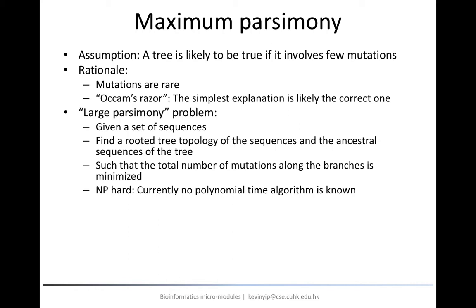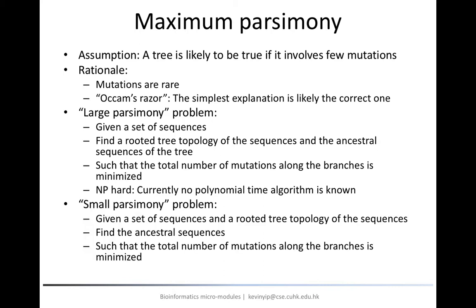This is an NP-hard problem, which is a class of computational problems with no known polynomial time solution. Since this problem is so difficult, as discussed in the last module, one way to deal with it is to work on a simplified version of the problem. This leads to the second version of the problem called small parsimony. In this simplified version, the tree topology is also given, and the only task is to infer the ancestral sequences in the internal nodes such that the total number of mutations along the branches is minimized.